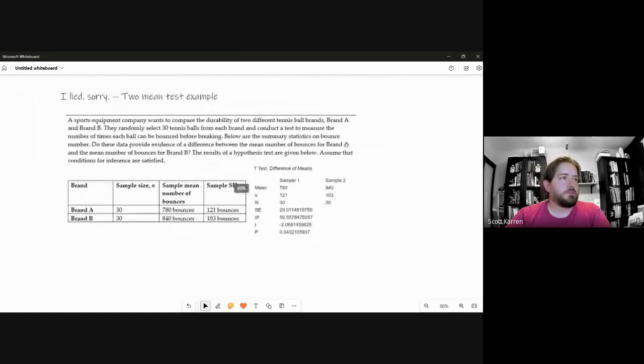Let's say this. So we've got a problem here. A sports equipment company wants to compare the durability of two different tennis ball brands, brand A and brand B. They randomly select 30 tennis balls from each brand and conduct a, this is not the problem that I was looking at. Oh yeah, that's fine.